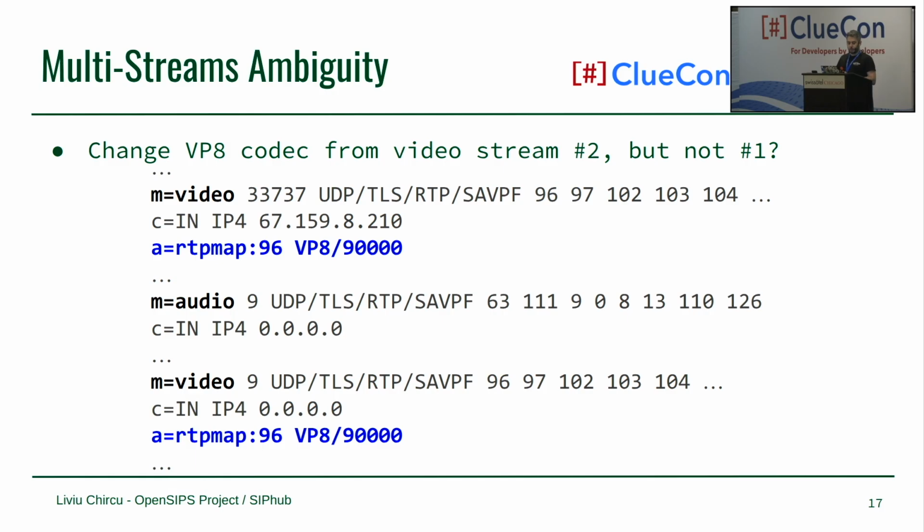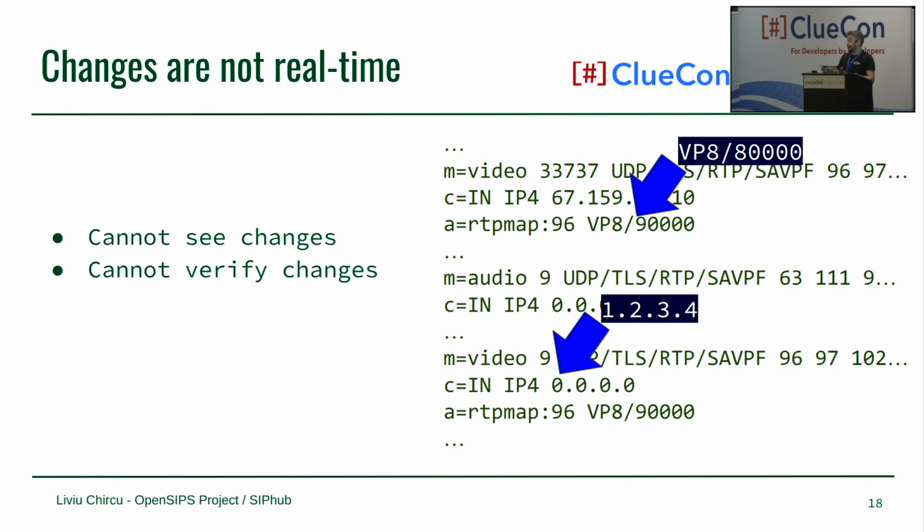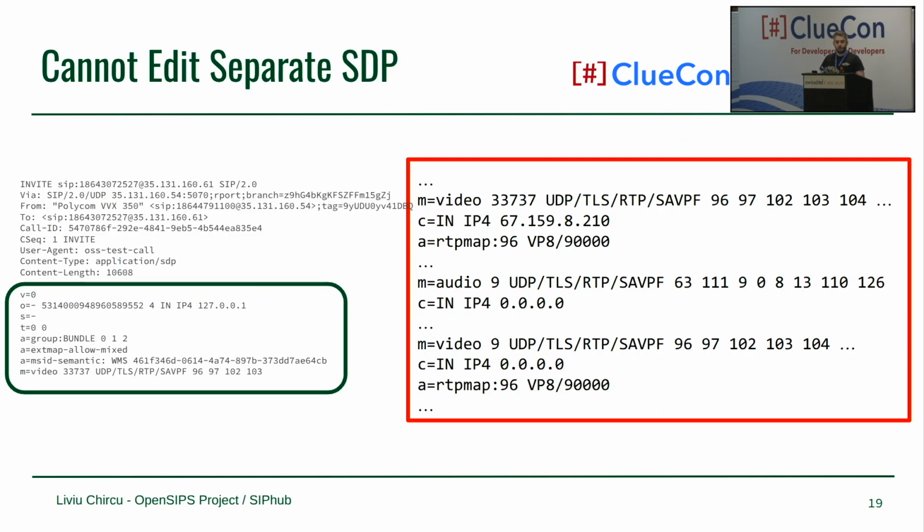So, there is this ambiguity problem. You don't know which stream you're referring to. It's not real time, right? You make a change, but it's not immediately visible. And of course, you cannot work on a separate SDP. We start having these scenarios where we want to work with one SDP, and it's not the one in the current message, right? And then pass that one to the RTP engine. You cannot do that. You have to hack it in some way, like loop the message, or other types of hacks. Run an external script.